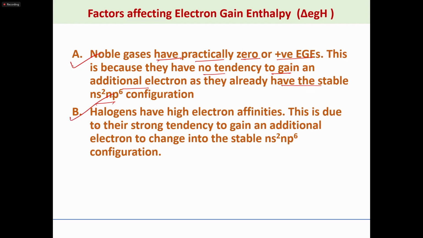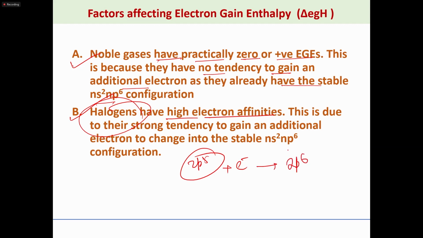But if you see the halogens, halogens have a very high electron affinity. That means halogens always want one electron in their valence shell because of their electronic configuration, np5. If one electron is added, the configuration will be np6. The octet is filled up and it follows the octet rule, giving a stable electronic configuration like the noble gases. That's why the halogens have a high negative electron affinity.